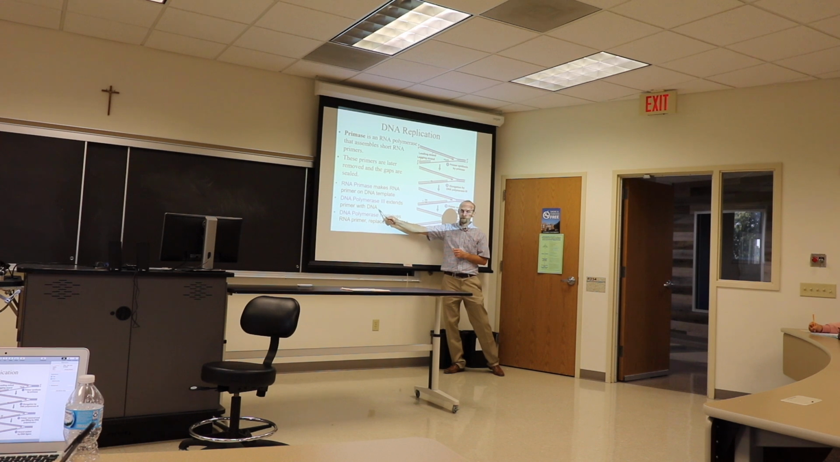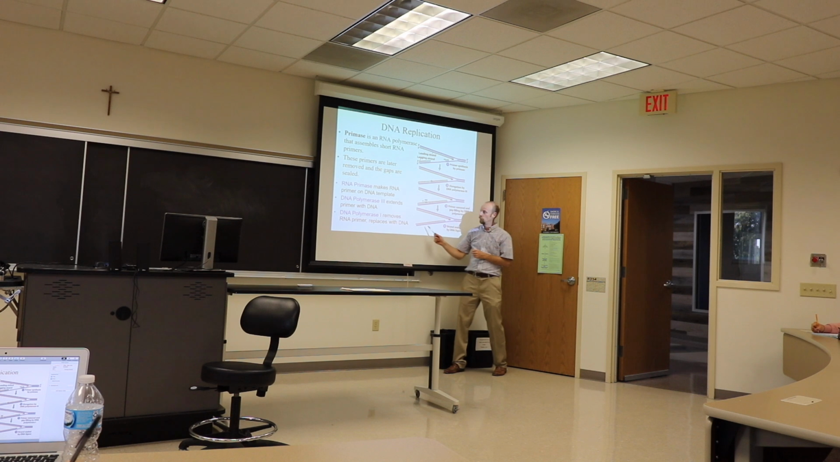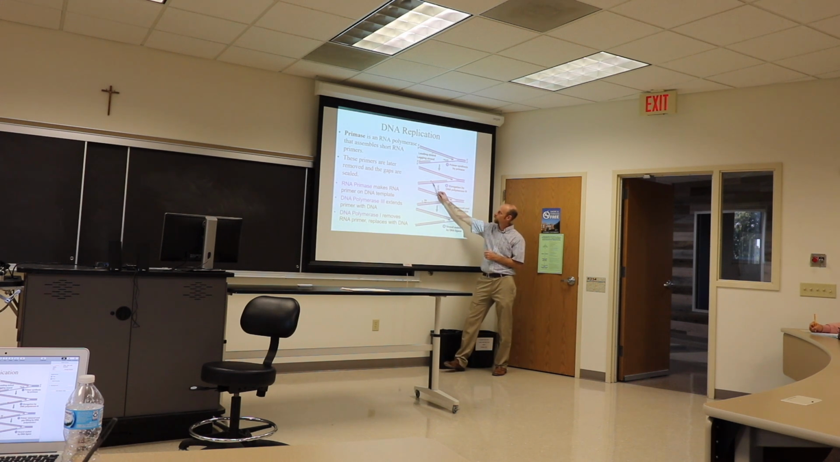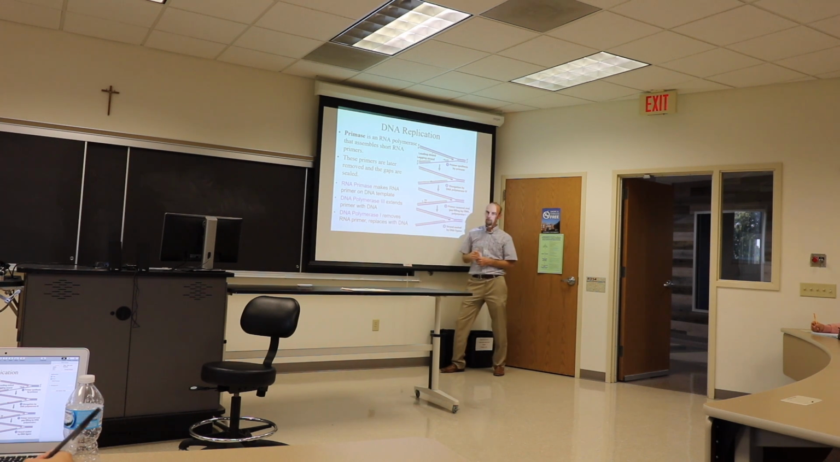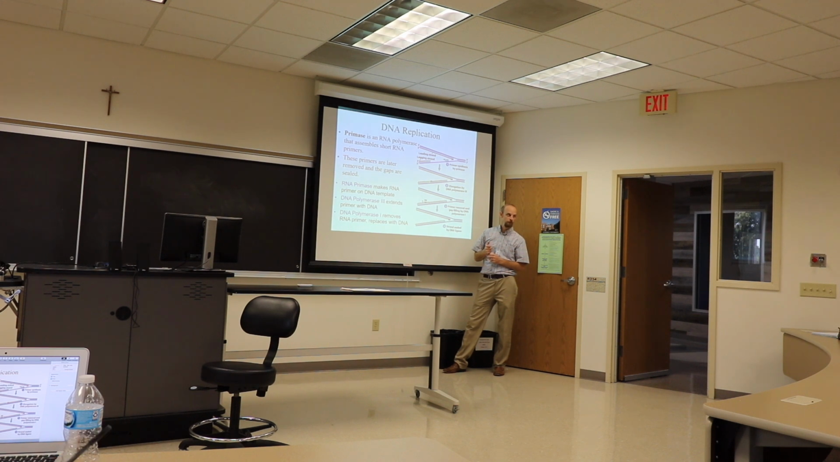Polymerase 3 extends it. This is the process of replication. Polymerase 1 removes and overwrites those primers, right? Because we don't want RNA in our double-stranded DNA, so we have to somehow remove that. And that happens through another polymerase that specifically will remove and then overwrite that sequence. Okay?